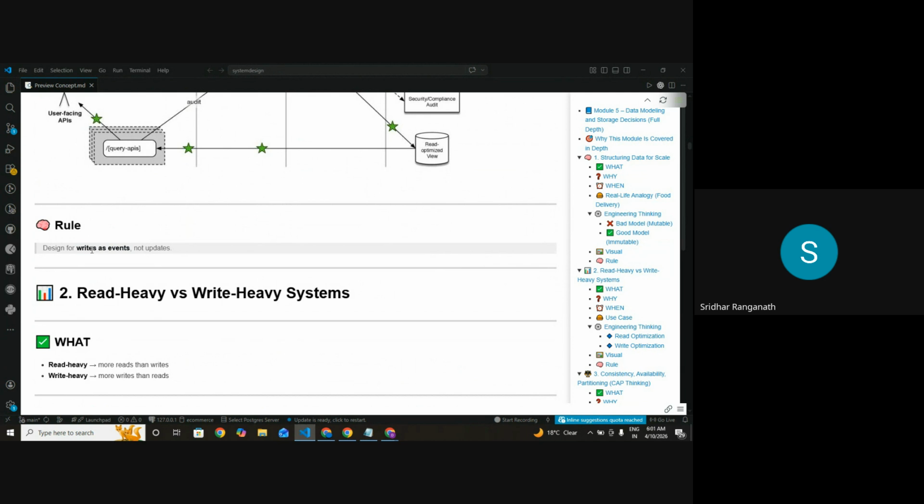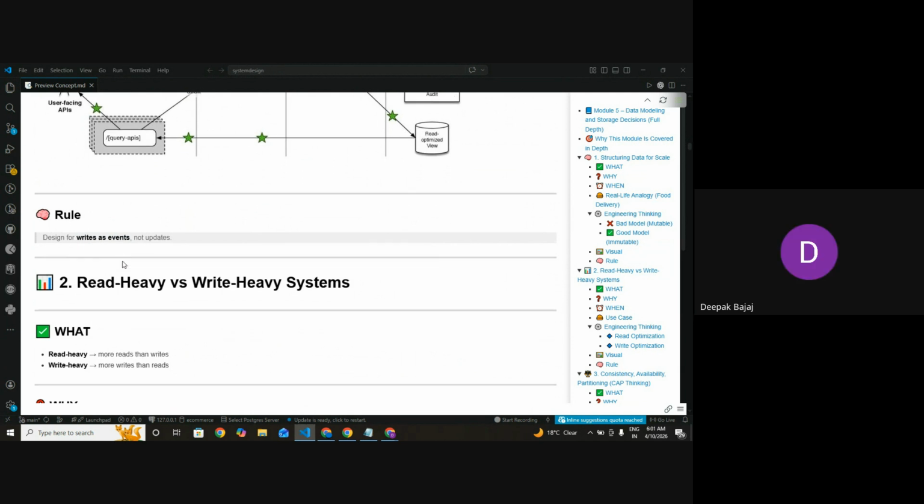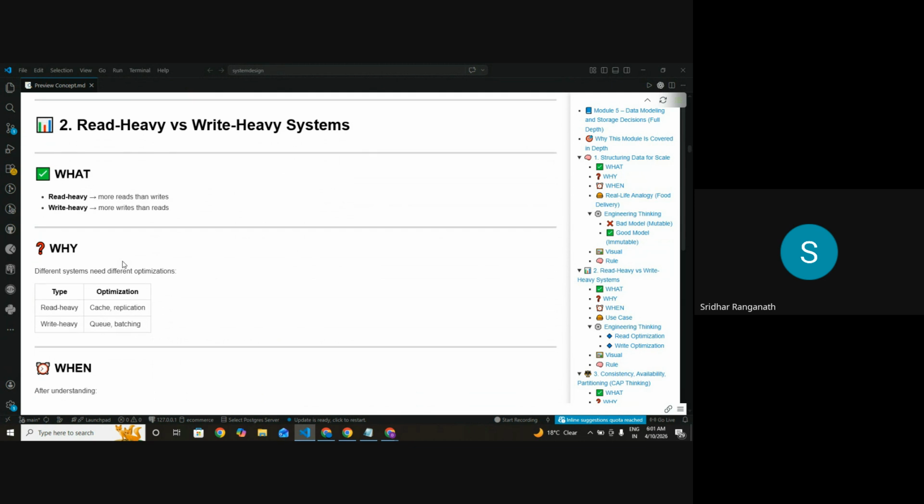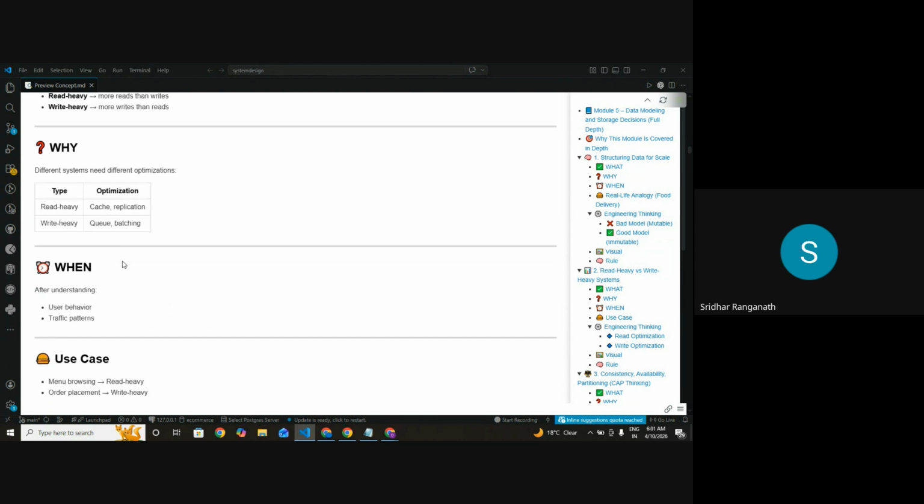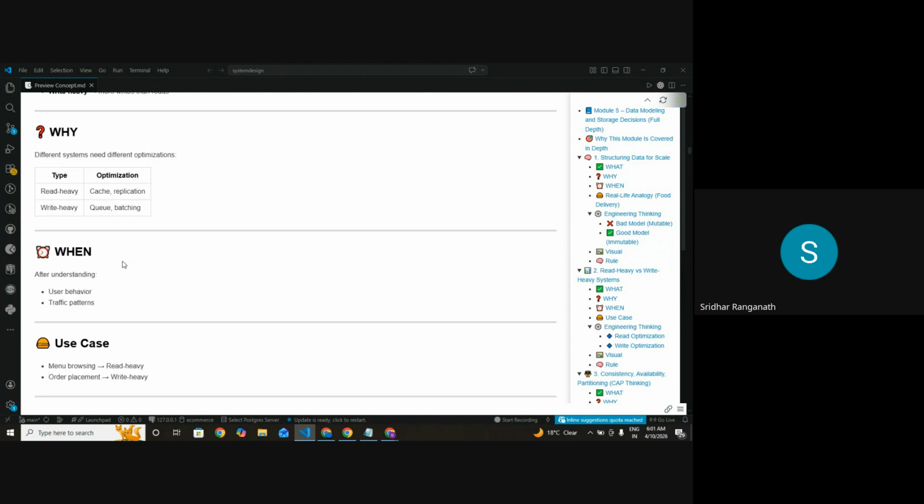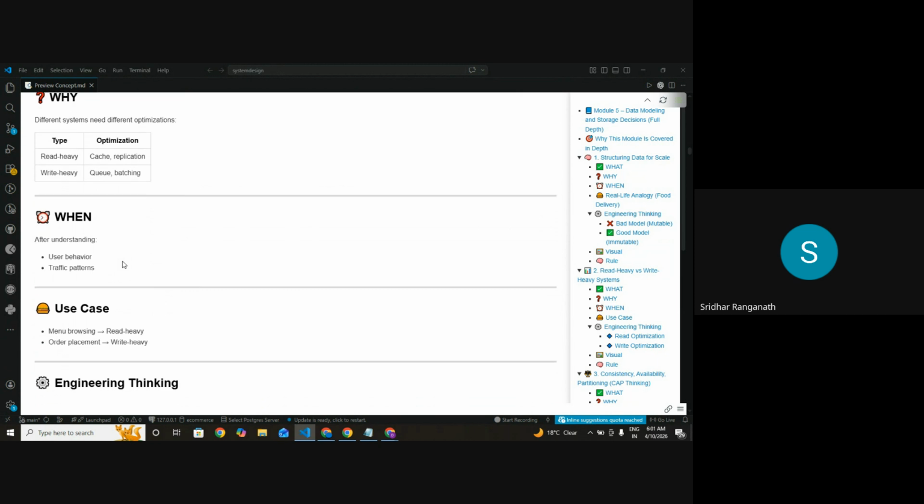Design to write as an event. However, more writes than reads, or more reads than writes: different systems need different optimization. Read-heavy optimization is cache and replication. Write-heavy is queues and batching. This is a very important term, based on user behavior and traffic patterns.